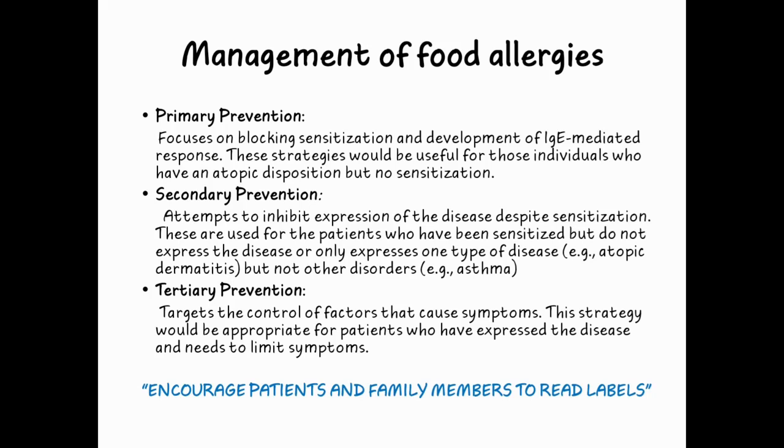Primary prevention is focusing on blocking the sensitization and development of IgE mediated response. These strategies would be useful for those who have an atopic disposition but no sensitization. Okay, secondary prevention attempts to inhibit expression of the disease despite sensitization. These are used for patients who have been sensitized but do not express the disease or only express one type of disease. Example is atopic dermatitis but not other disorders.